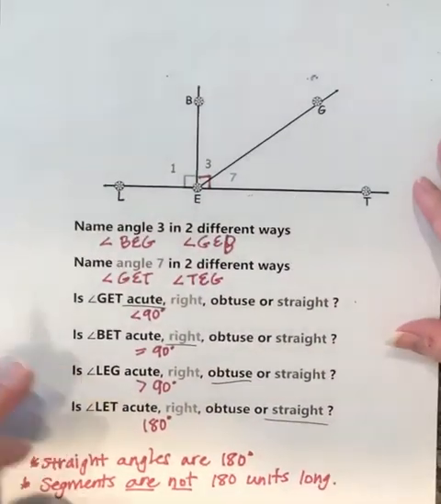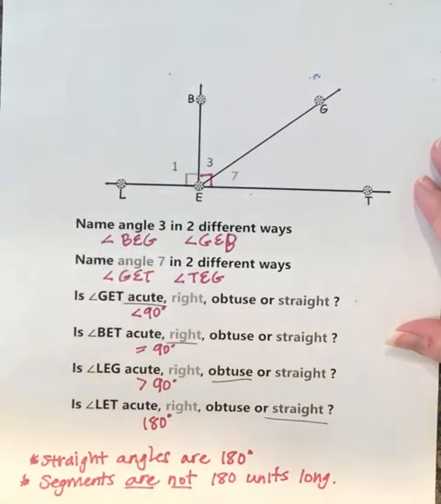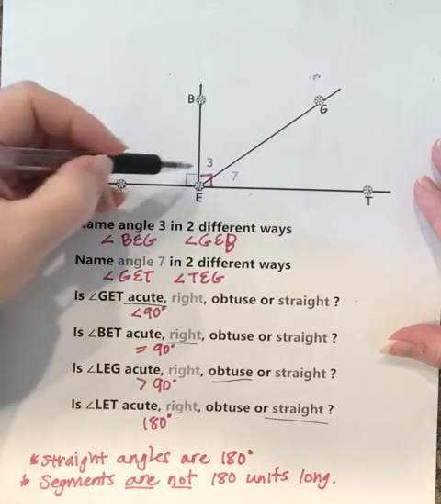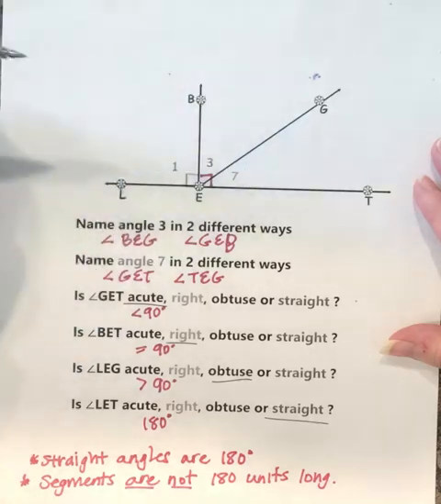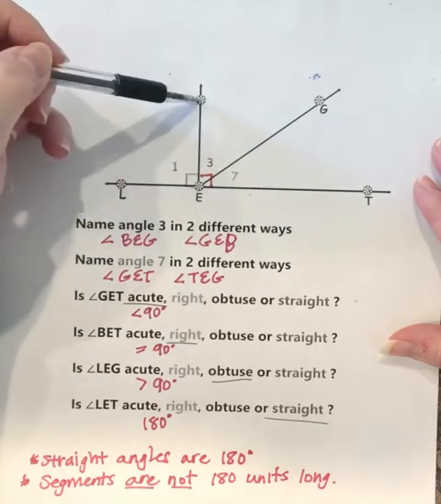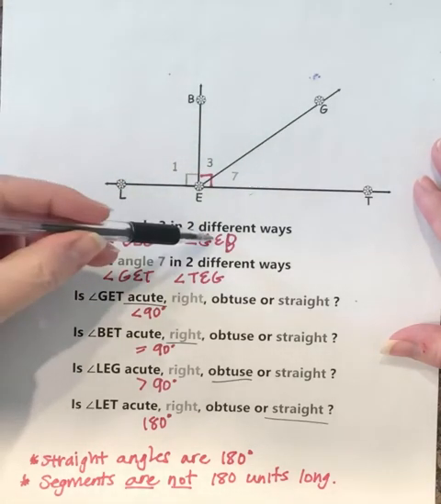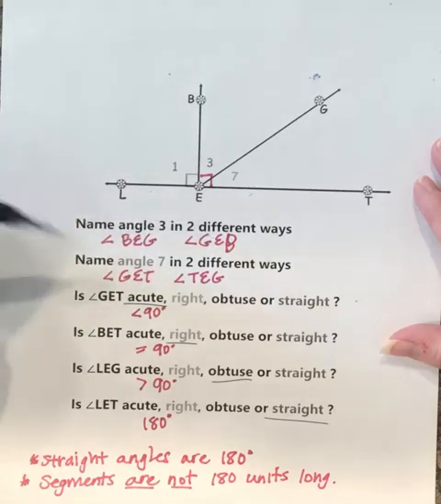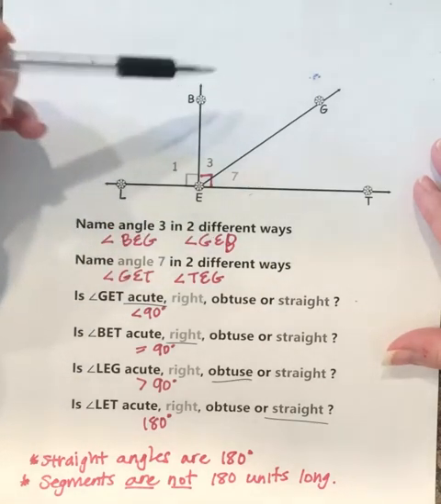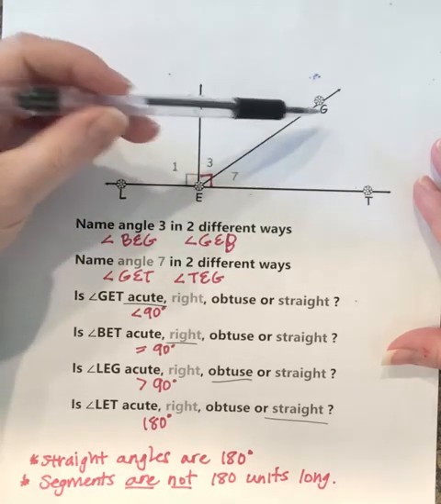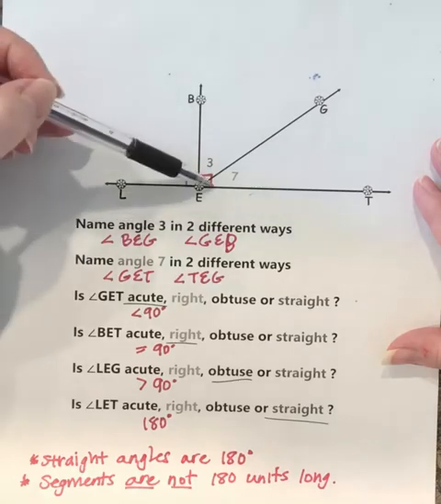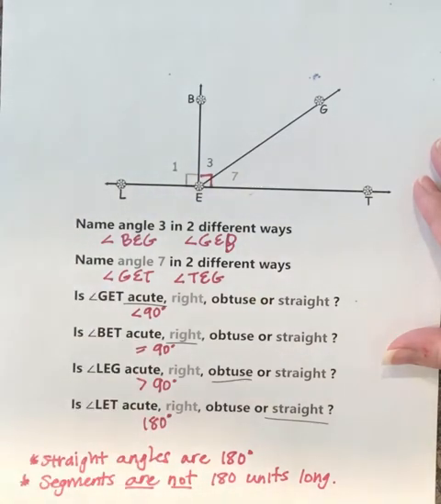So a few examples based on that information. Here's my figure. If I'm going to name angle 3 in two different ways, well, here's angle 3, so it's this right here. I could name that BEG or GEB. The order doesn't matter as long as the vertex E is in the middle. Angle 7 in two different ways, same idea, GET or TEG. It's the same angle, E was in the middle, so that has to be in the middle of the name.